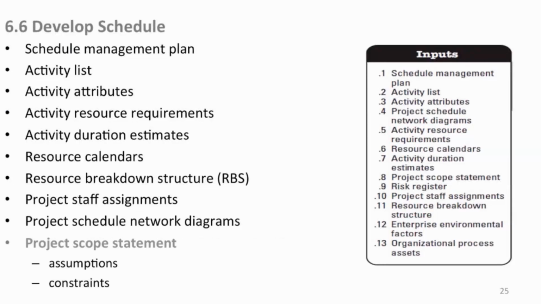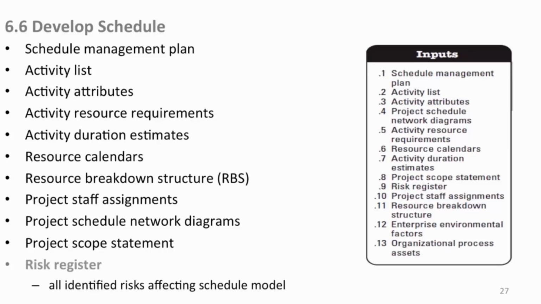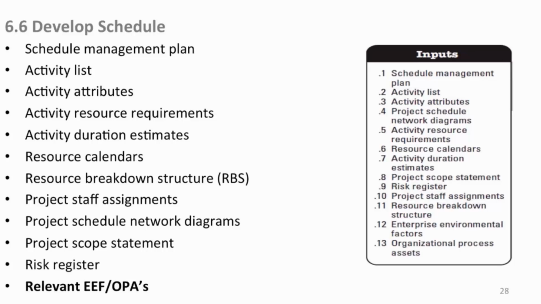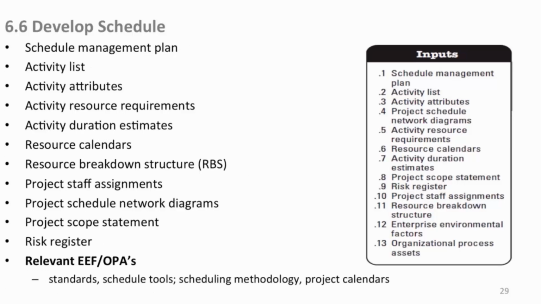And the scope statement is there because we're still worried about assumptions and constraints in the scope statement until those are updated and revised over time. We still need to know what those are because they could have a big impact on our schedule. Risk register: all identified risks that could affect our schedule. We need to consider all those, always. Internal and external factors, standards, scheduling tools, methodologies, calendars, whatever we have available to us, we need to use and capitalize on to make our job better.